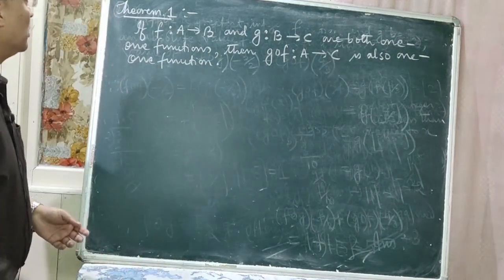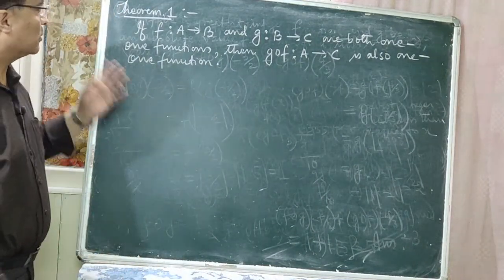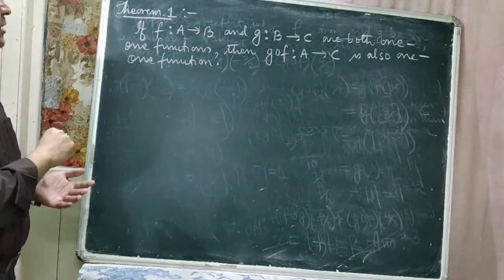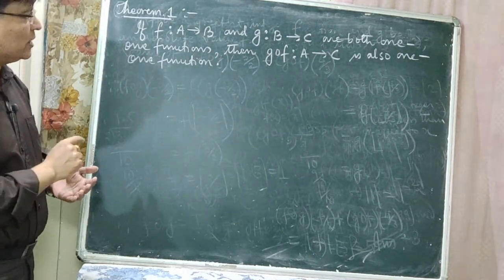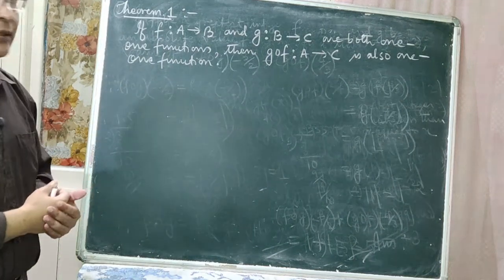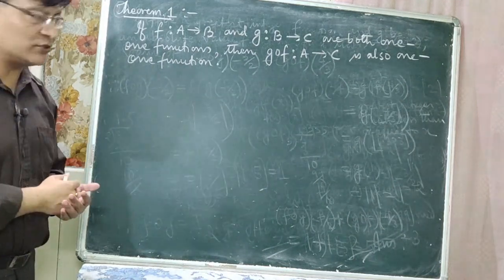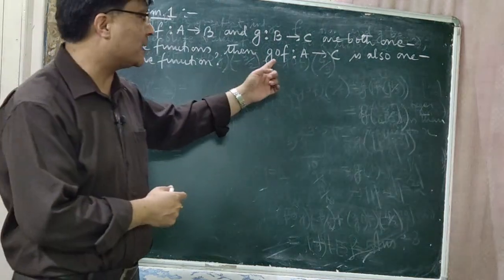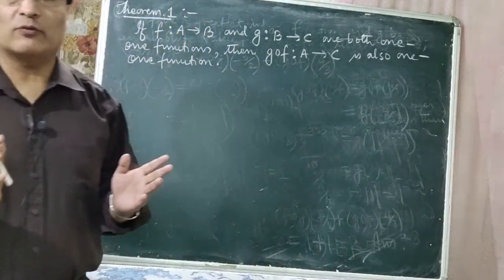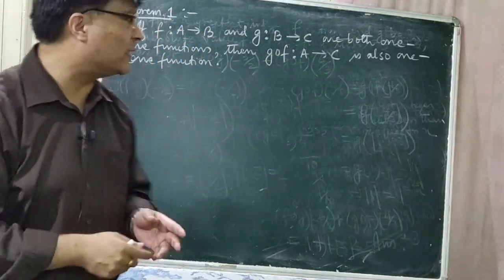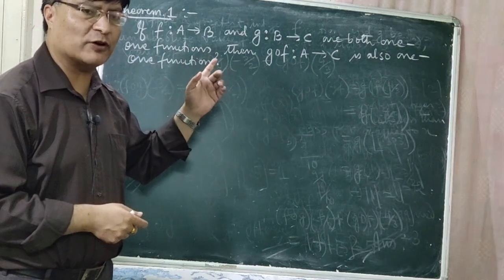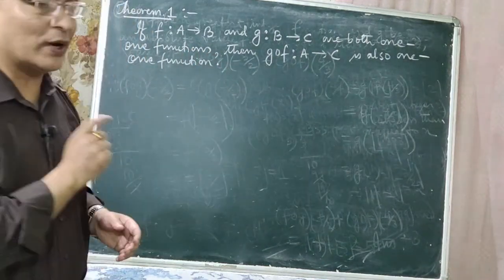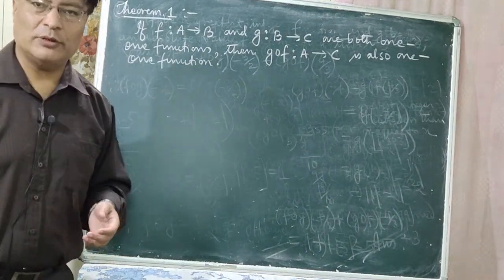So now we'll do theorem number 1. If the functions f: A to B and g: B to C are both 1-1 functions, then gof: A to C is also a 1-1 function. You have to prove that gof, the composite function of f and g, from A to C is also a 1-1 function.